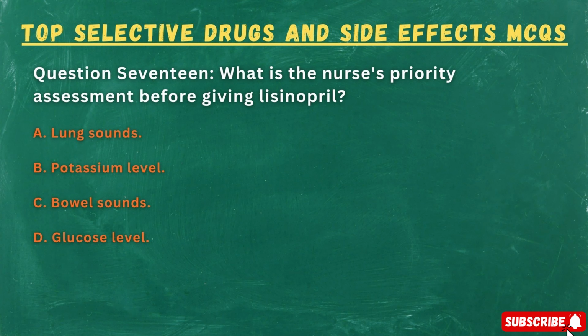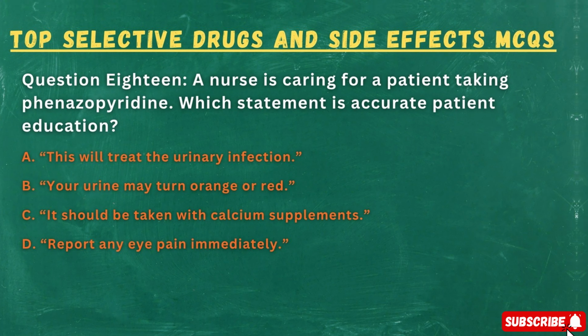Question 17. What is the nurse's priority assessment before giving lisinopril? A. Lung sounds. B. Potassium level. C. Bowel sounds. D. Glucose level. Answer: B. Potassium level.